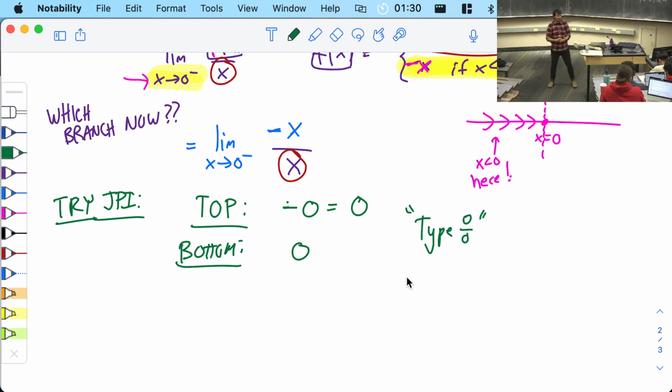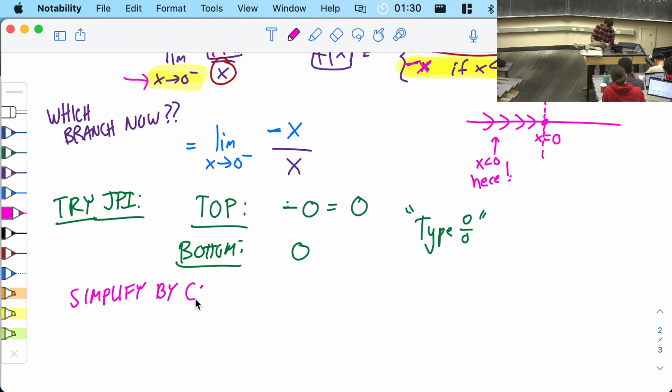One of the things you can do is try to cancel out something from the top and the bottom. In this particular case, they are extremely related because they're minus x and x. Minus x and x have a common factor, which is x. So you can cancel out an x. So simplify by canceling out an x. And when you simplify an x from the top and an x from the bottom, you get the limit as x goes to 0 minus of minus 1.